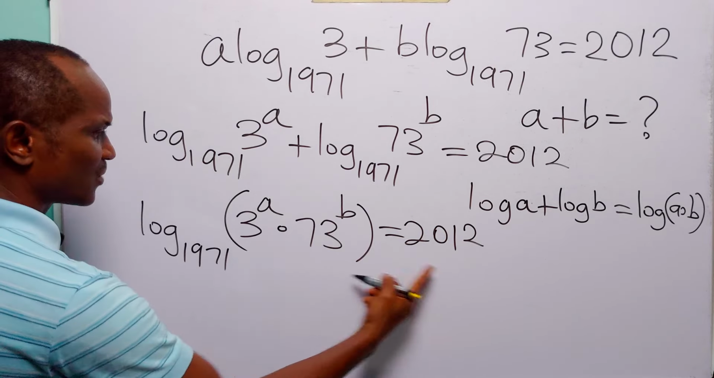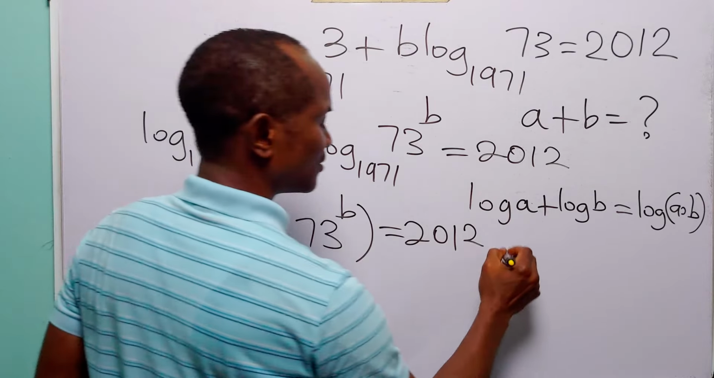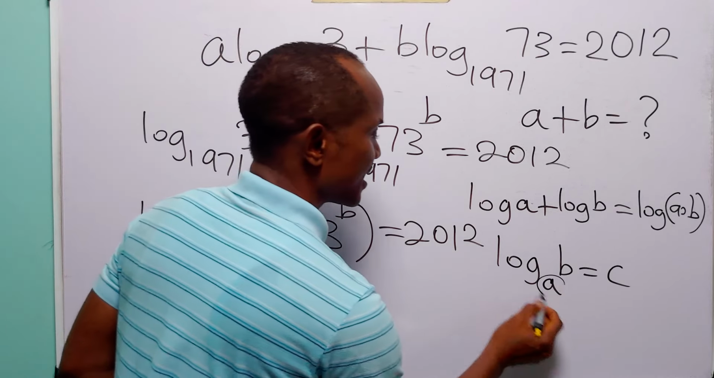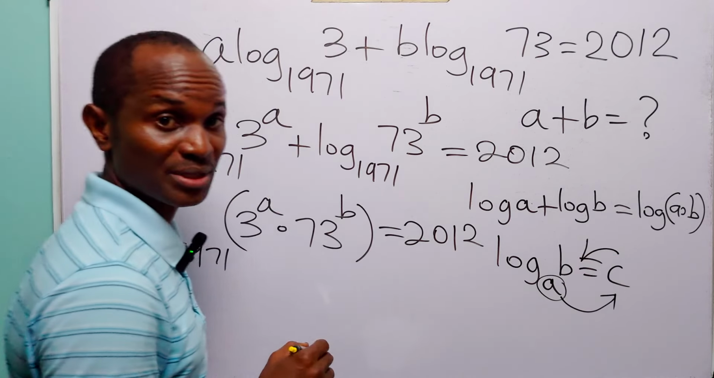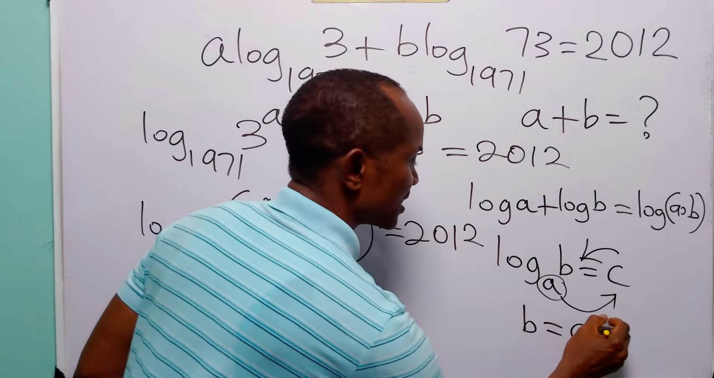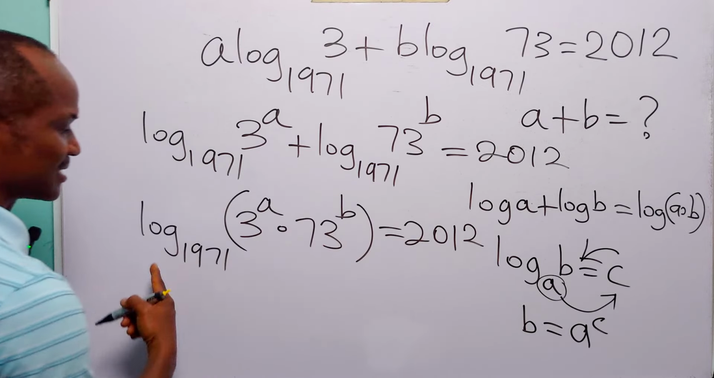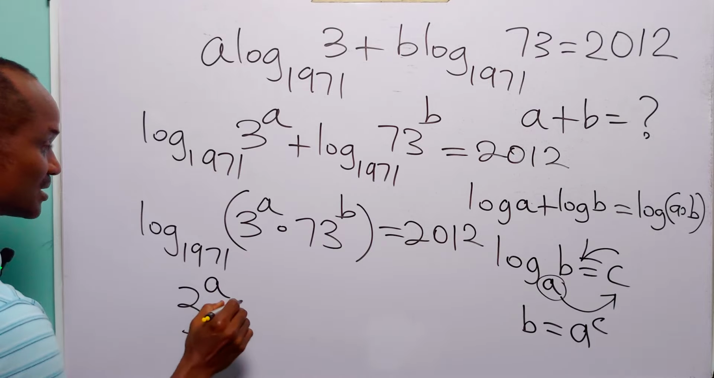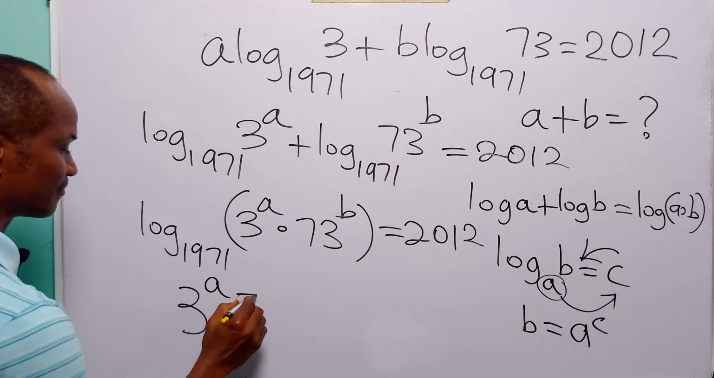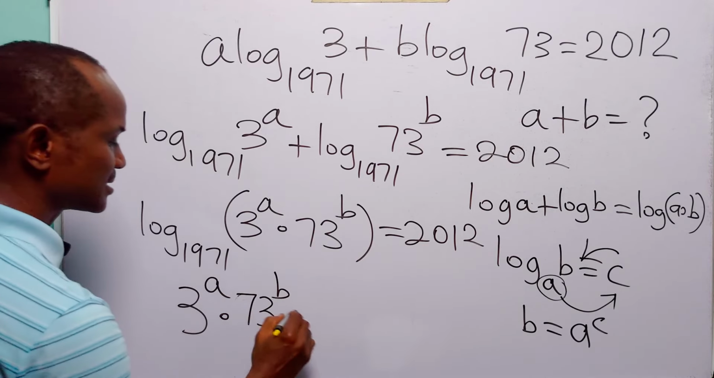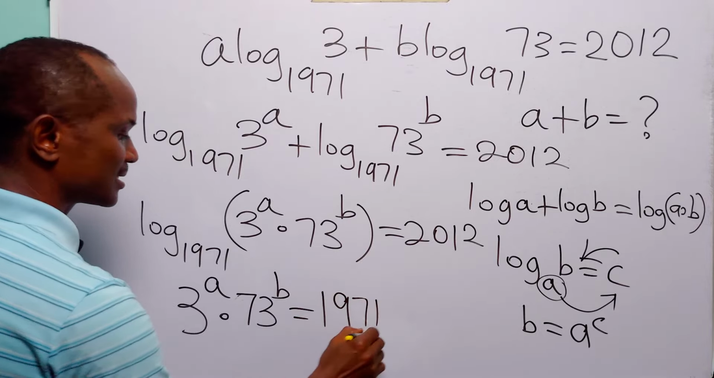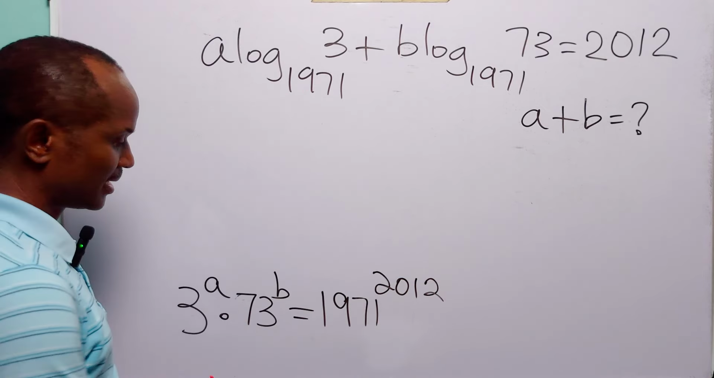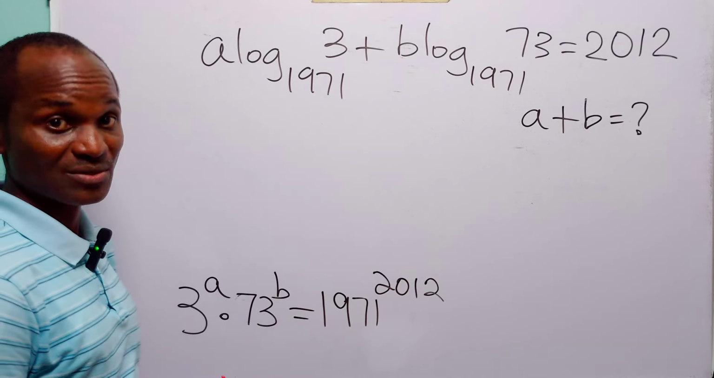Now, furthermore, remember that when we have a statement like log to base a of b is equal to c, this simply means that a to the power c is equal to b. That is, b is equal to a to the power c. So this statement simply means that 3 to the power a multiplied by 73 to the power b is equal to 1971 to the power 2012.